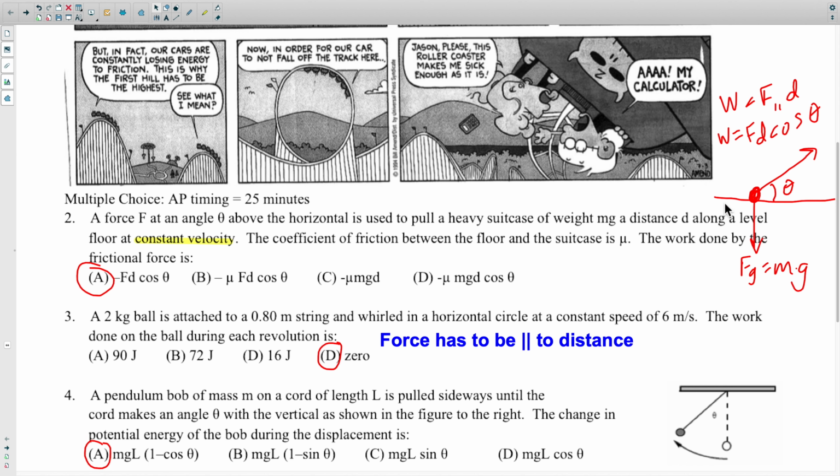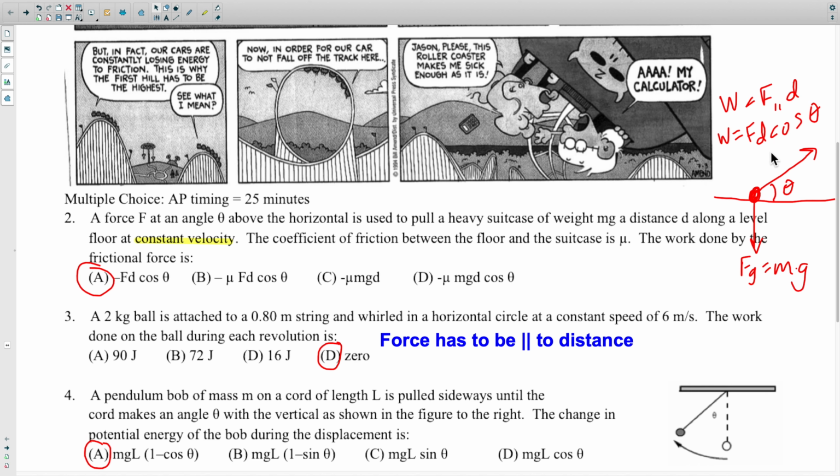So I have a diagram here. Here's my floor, here's my suitcase, here's my theta, and the force is along this vector. Our formula for work uses force that is parallel to the distance, but our force is not parallel to the distance here, so we have to use the other part, which is F d cosine theta. It is cosine because it's the force that is acting in the direction that it's moving. We need to start with that as background just to get an idea of what's going on.